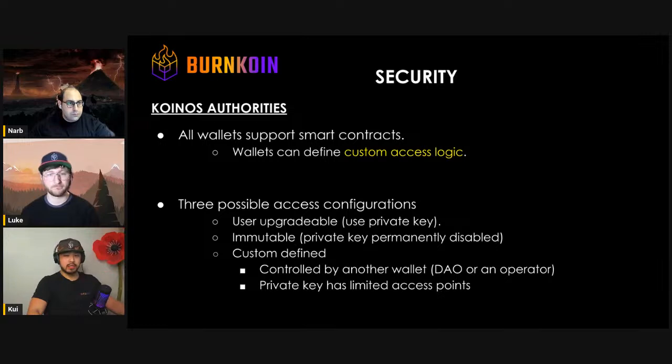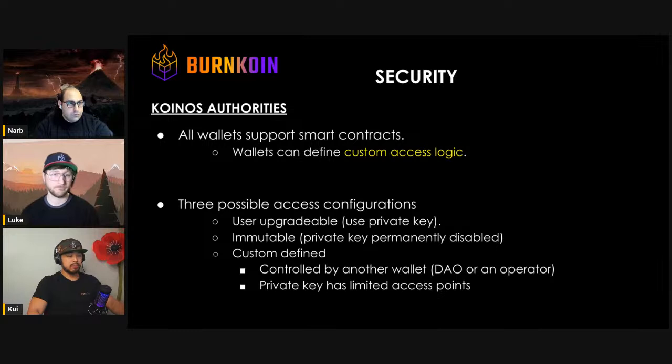With Koinos authorities on chain, all wallets support smart contracts. It's very much unlike Ethereum, where only smart contract wallets can support smart contracts, and the other wallets that people use, or EOAs, externally owned accounts, do not have the ability to receive smart contracts. But doing so allows us to define custom access logic through the authorities.